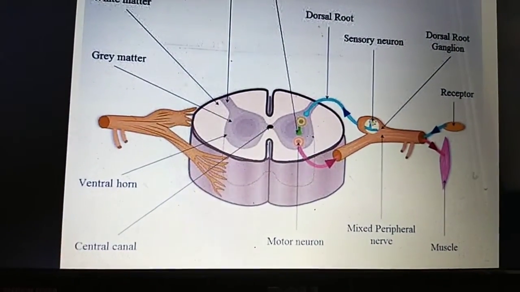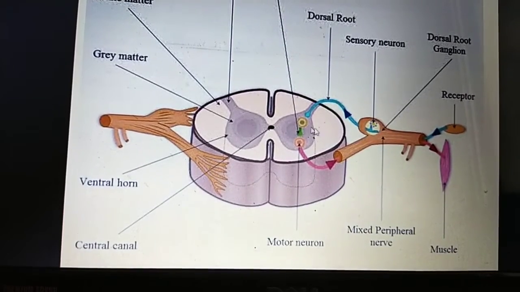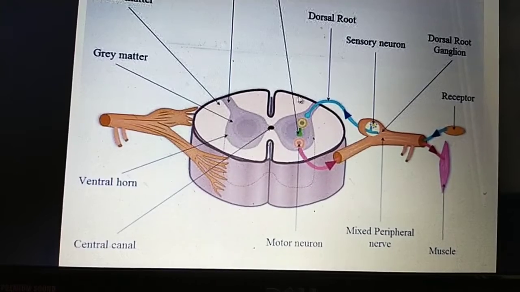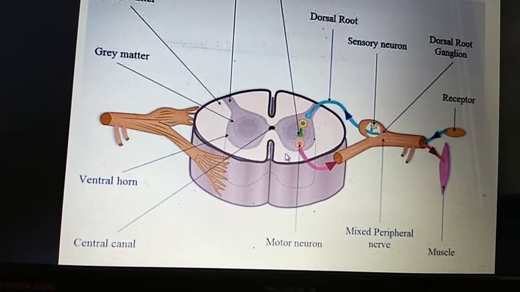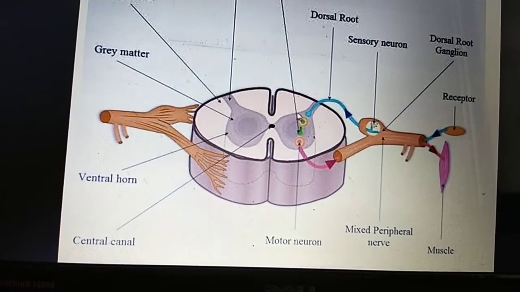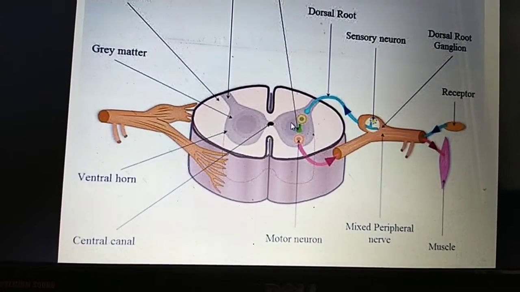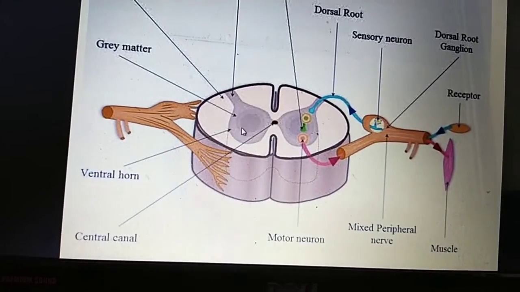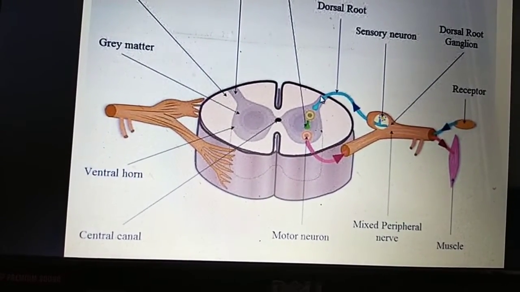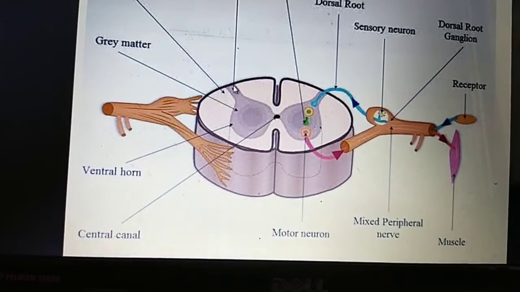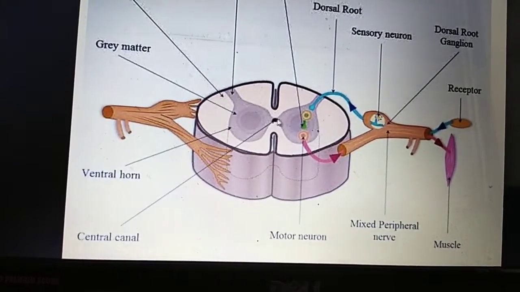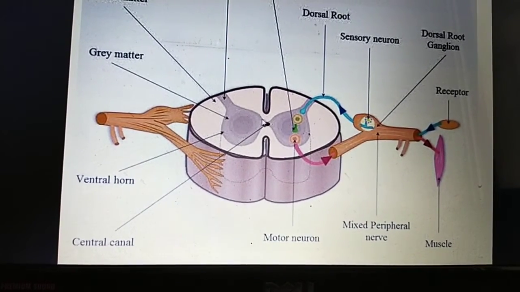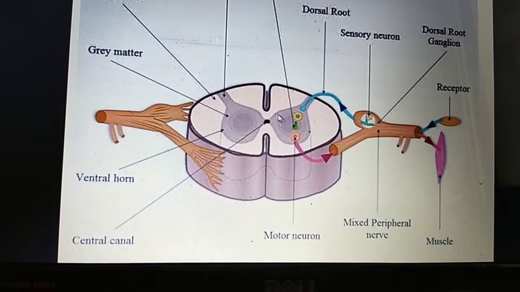You can see here, this is a cross section of the spinal cord. This is the outermost layer, which is the white matter, and the inner part is the gray matter. The inner gray matter looks like a butterfly, or H-shaped. And this is the commissure, where both right and left halves are joined, which is called the gray commissure.